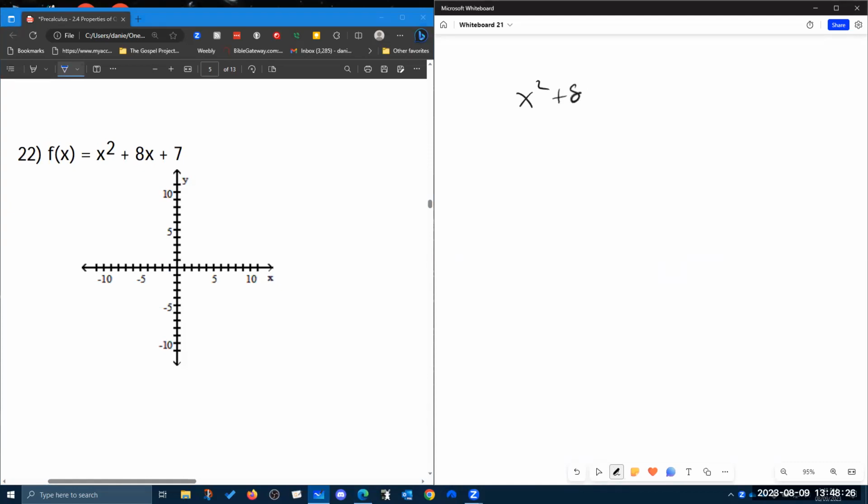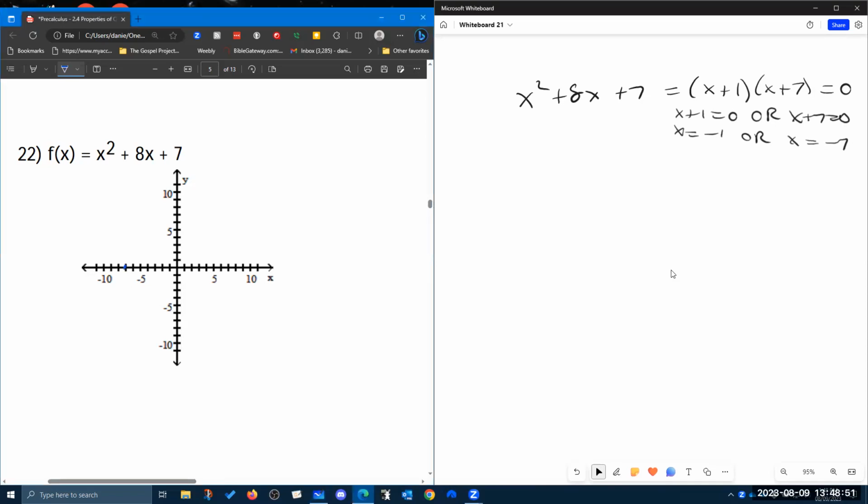Next, x squared plus 8x plus 7. If we factor that, it's x plus 1 times x plus 7. Set it equal to 0. x plus 1 equals 0, or x plus 7 equals 0. x equals -1, or x equals -7. There's -7, there's -1. We know that when x equals 0, we have 7. 5, 6, 7 is there.